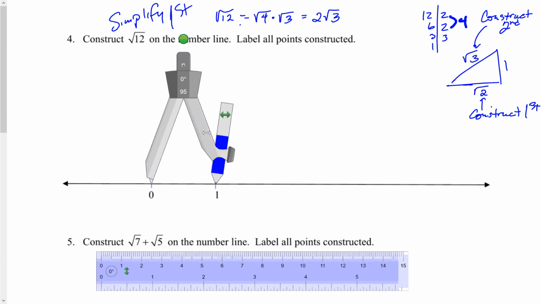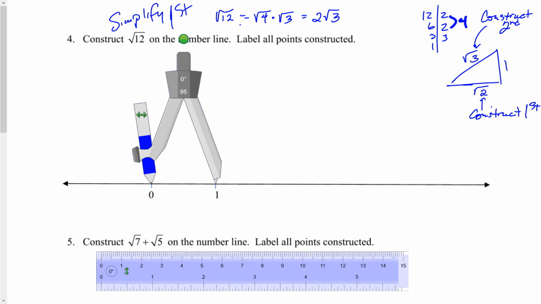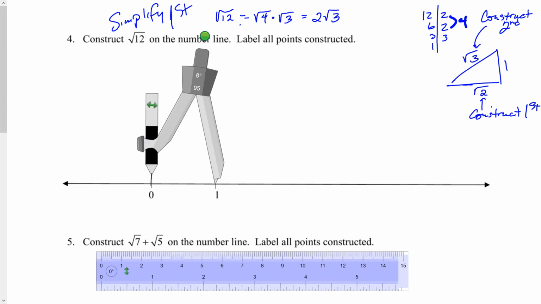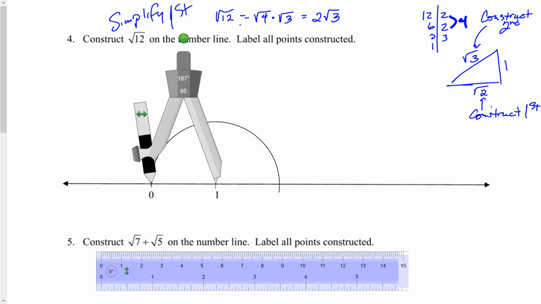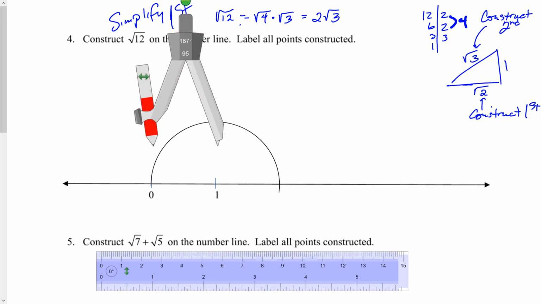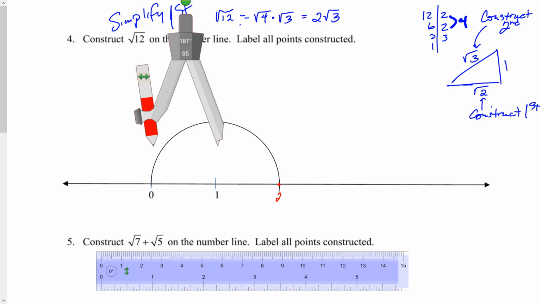So we have to figure out where 2 is. We have to construct right triangles here. So here we go. Draw your arcs thin. Locate 2 on the number line. Let's highlight and label. So there's 2, here's 1, and here's 0. I'm going to use those points.